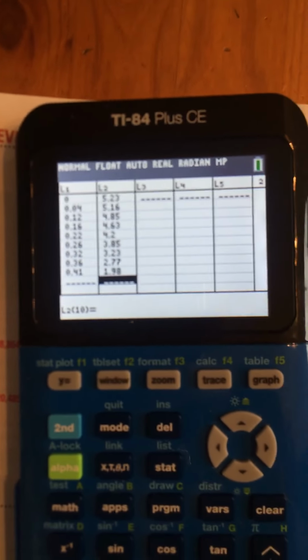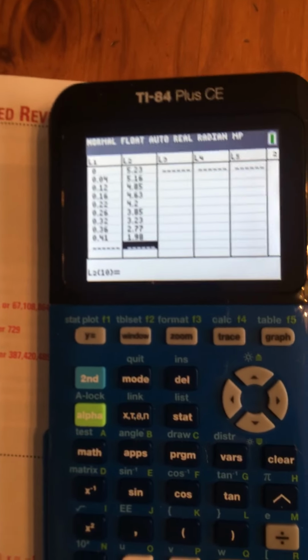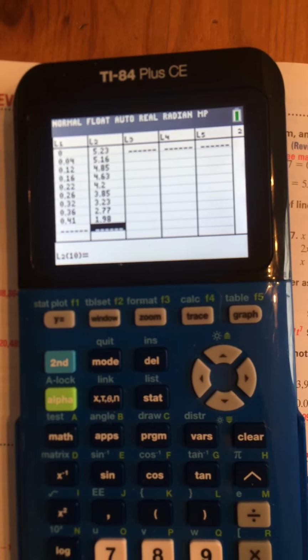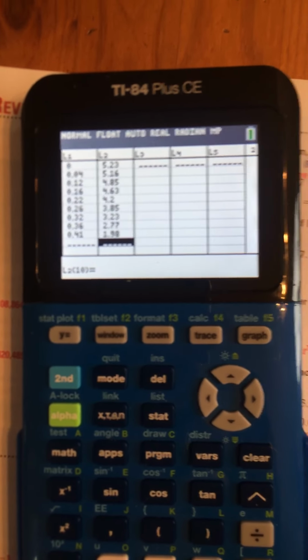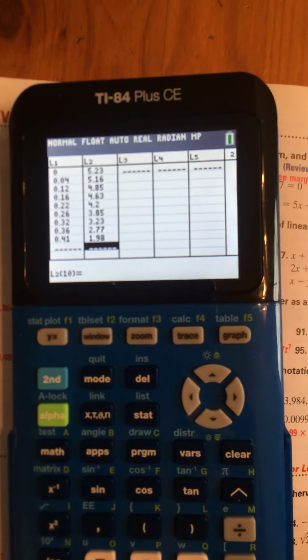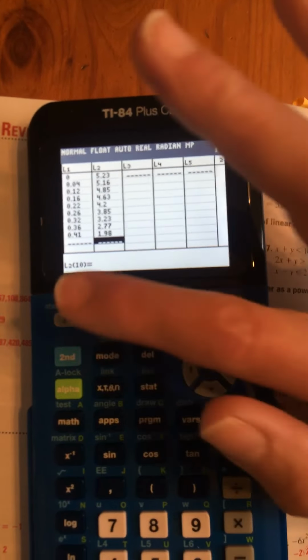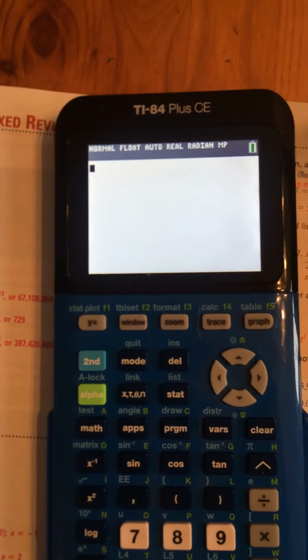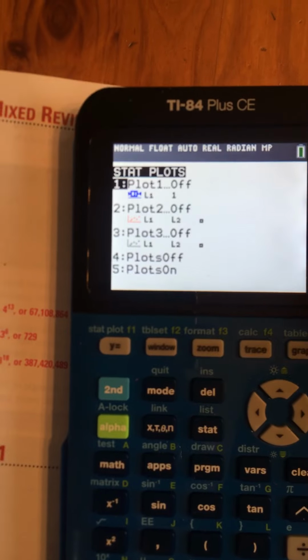You can do this with 3 points, and you can come up with your parabola. Okay, so I've got all of my data in, and we could go ahead and do the linear regression and get the line, but they want us to first plot this as points. So I'm going to quit out of this, second quit. And now I want to go up here where it says stat plot. There's more than one way to get there, but I'm going to do second y equals, and there it is.